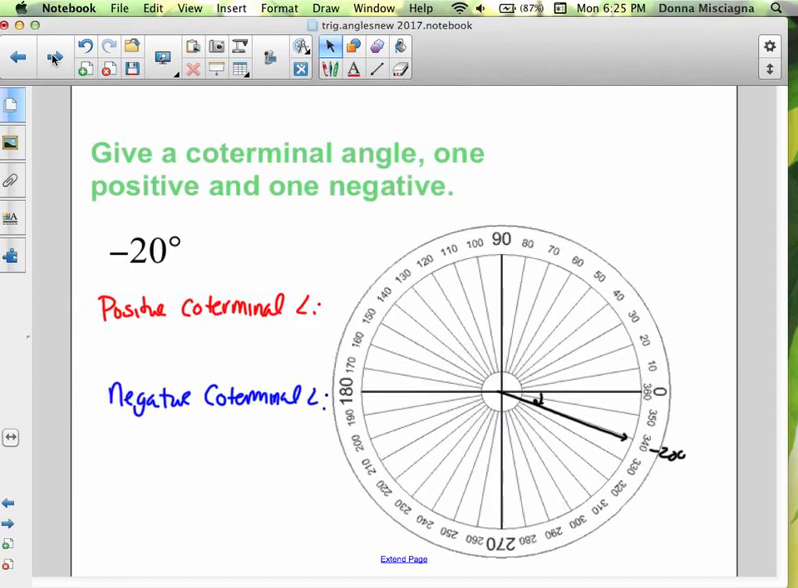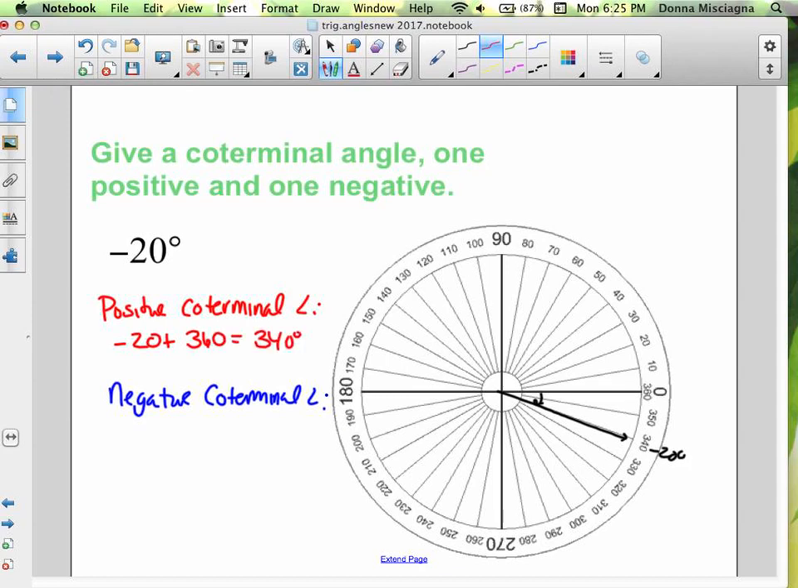And here we have negative 20 degrees. So it's already negative, so we'll get a positive and a negative for this one. To get a positive coterminal angle, we'll just take negative 20 and add 360. That's going to give us 340 degrees. So now it's going to go in the positive direction instead of the negative direction. But notice it still ends up in the same location, 340 degrees, on the same terminal side as the negative 20 degree angle does.